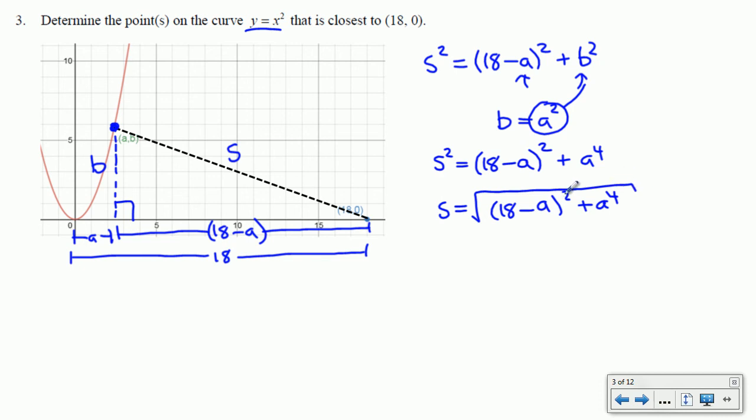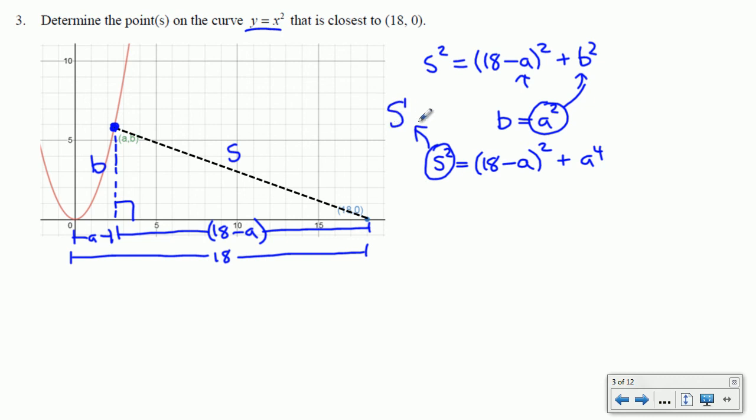So a suggestion that I'm going to make here is rather than taking the square root of this s, I am going to rename the variable s squared, and I'm going to call it uppercase S. My expression for uppercase S will simply be 18 minus a squared plus a to the fourth. So if I find out there's a minimum at a particular location of a for capital S, it will also be a minimum for lowercase s. So next we're going to simplify this expression, and then we can take the derivative with respect to a.